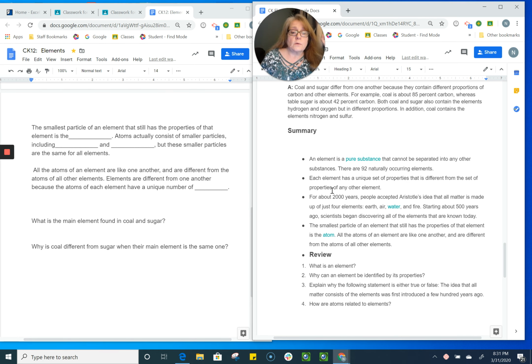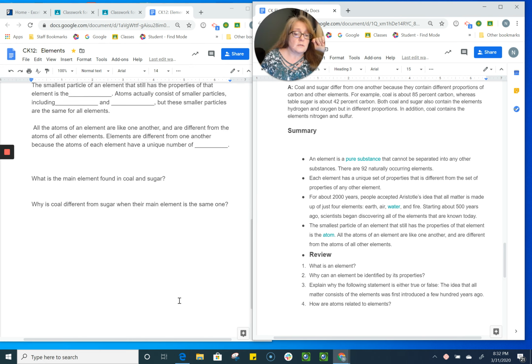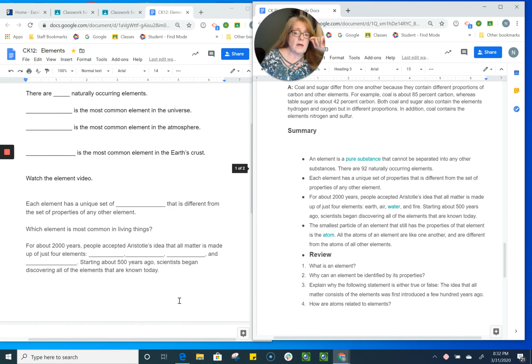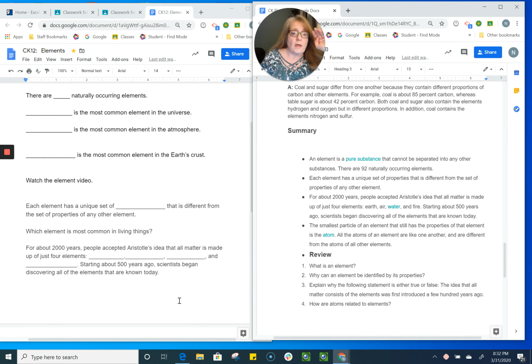Okay, so in summary, an element is a pure substance that cannot be separated into any other substances, and there are 92 naturally occurring elements. Those are test questions. Each element has a unique set of properties that's different from the set of properties of another element. That's a test question. And the smallest particle of an element that still has the properties of that element is the atom. That's a test question. And all the atoms of an element are like one another, but they are different from the atoms of other elements. Okay, so that kind of concludes a little bit of an overview of elements.